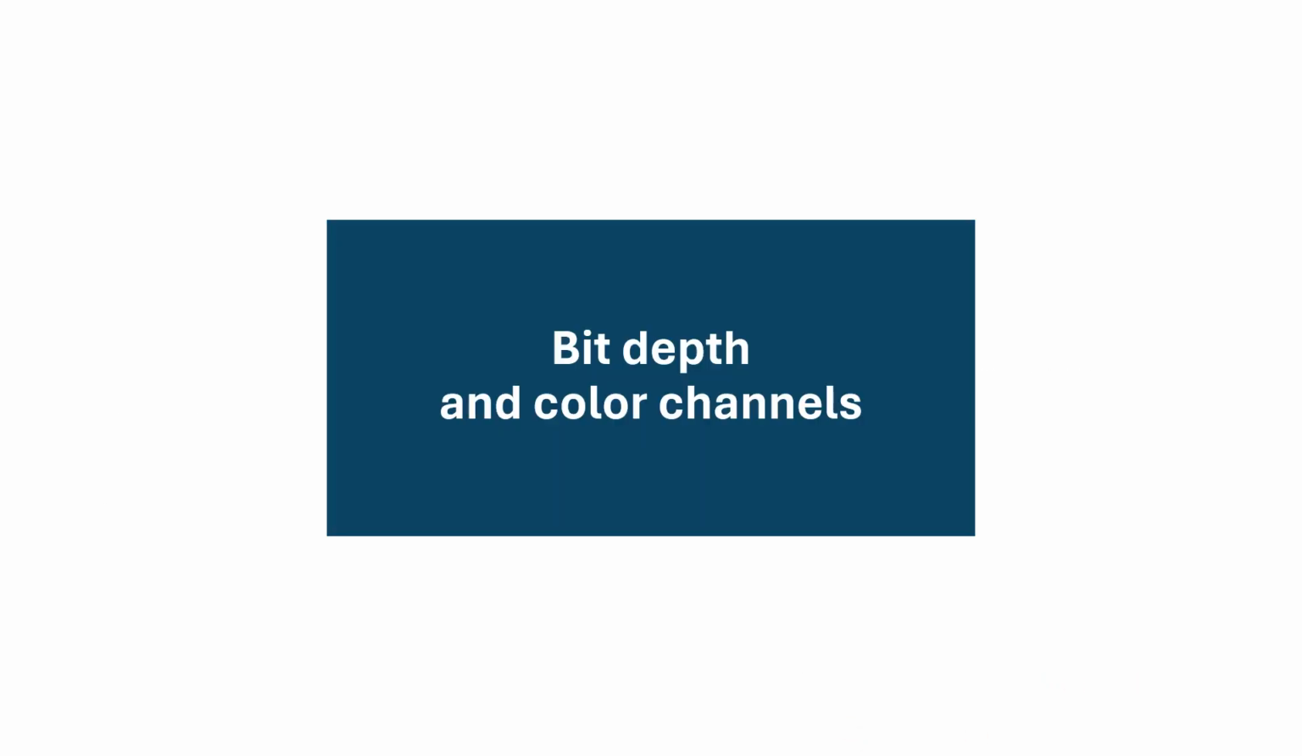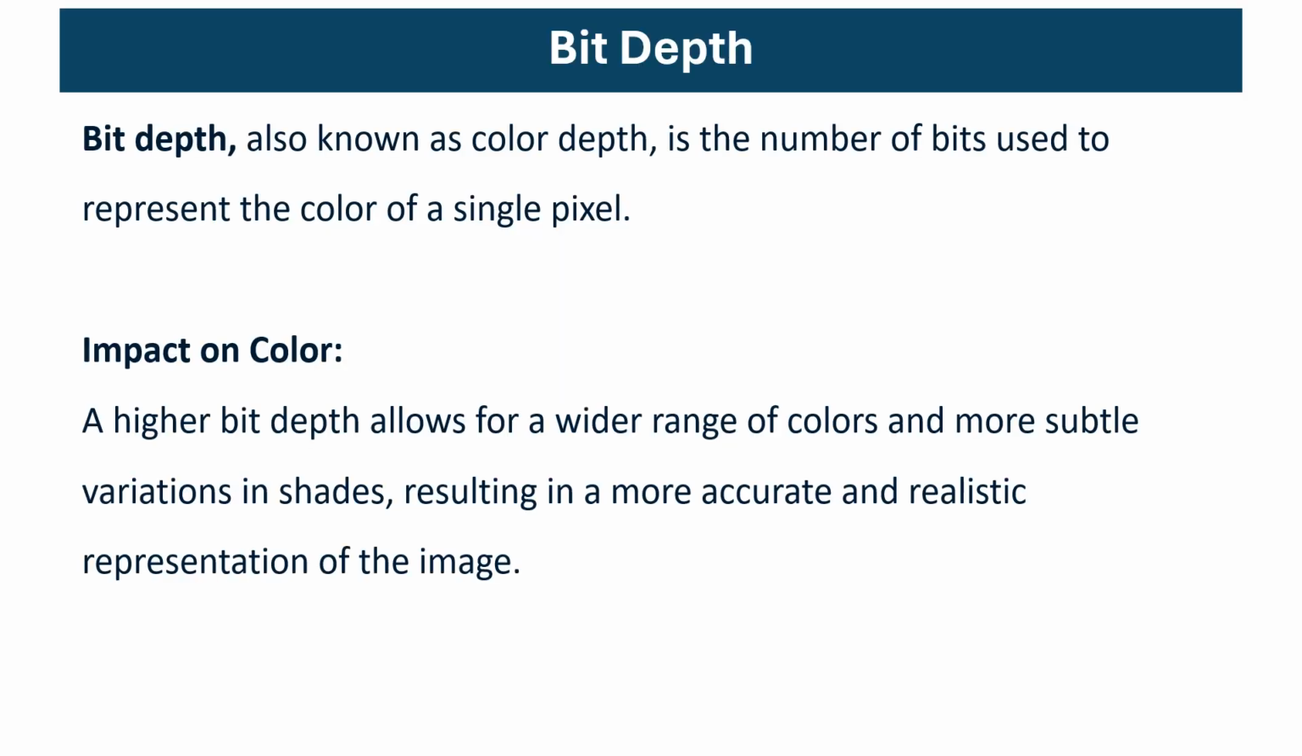Look at bit depth and color channels. Bit depth, also known as color depth, is the number of bits used to represent the color of a single pixel. Now, what does bit depth impact on a color? A higher bit depth allows a wider range of colors and more subtle variations in shades, resulting in a more accurate and realistic representation of the image.